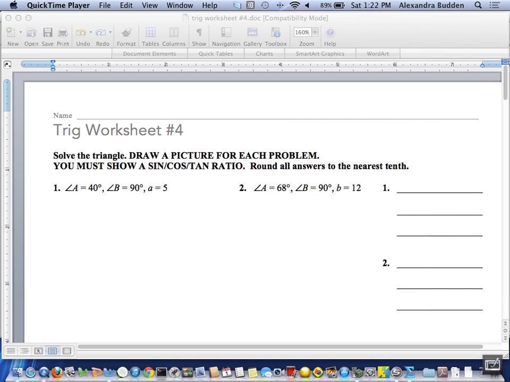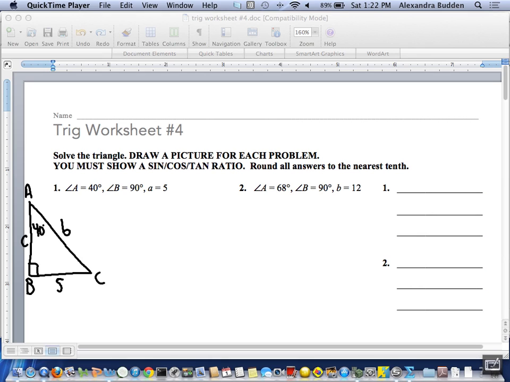Okay, the way that you start each problem is by drawing yourself a triangle. Remember that trig is for right triangles, so it's always going to be a right triangle. It says B is at the 90-degree angle, so then A and C are the other two vertices. A is 40 degrees, and side A is 5. Side A is located across from vertex A, so the 5 goes here. This side we call B because it's across from vertex B, and this side we call C.